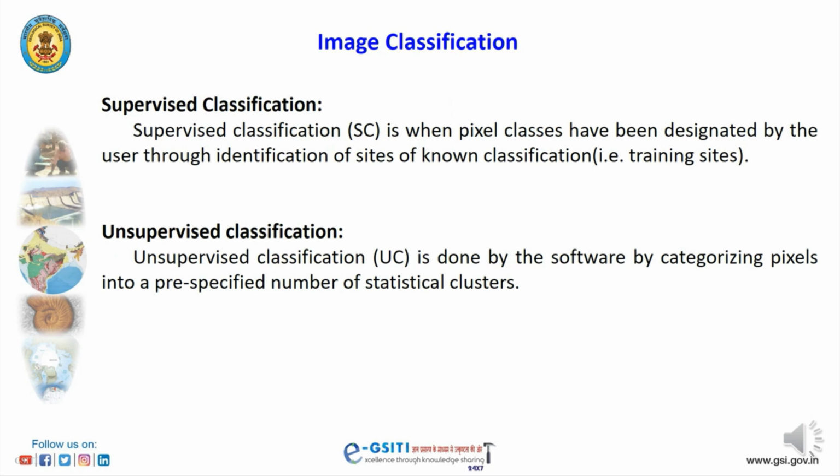Supervised classification. Supervised classification is when pixel classes have been designated by the user through identification of the sites of known classification. That is called training sites. Means if you know the area, if you have an idea about the area and objects, that is called supervised classification. Unsupervised classification is done by the software by categorizing pixels into a pre-specified number of statistical clusters. Means in unsupervised classification you do not know the area, you just give the command to the software and it classifies the pixels into some groups.